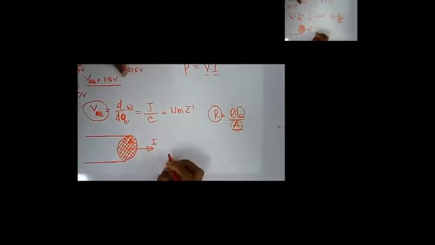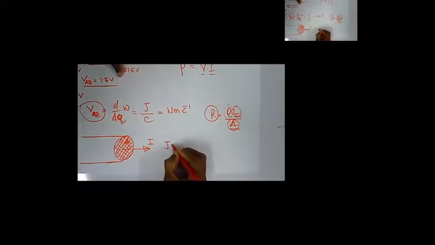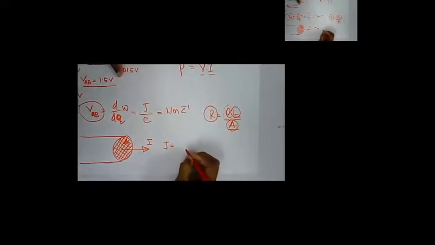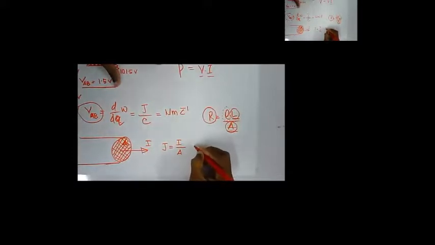So now you have an area A and current I. We can write the current density, denoted by capital J, as capital J equals I divided by A, the current through the conductor divided by the cross-sectional area. So the unit is ampere per meter minus 2. This will be your current density, not current.